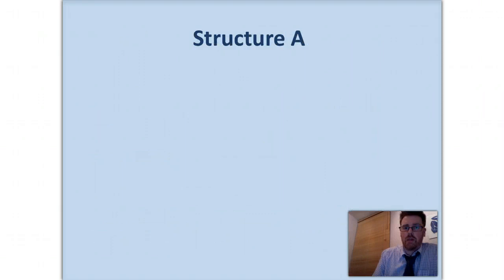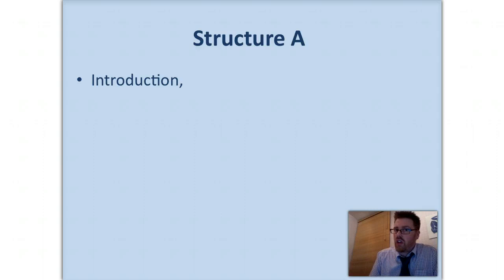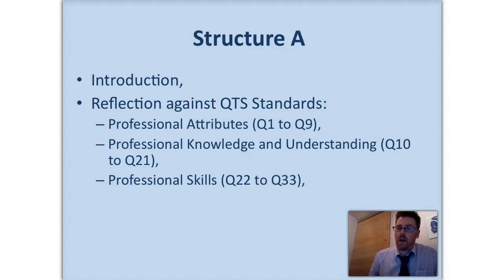Okay, there's two suggested structures, and it's really personal choice. What we've done in the past is you'll have, in both essays, an introduction that should include a description, without naming the school, without putting any personal information, of the context that you're in, and say a little bit about yourself and your experience. And within the main part of the reflection, in the past we've broken it down into the three areas within the QTS standards, and those are shown on the screen now. So that's one way you could break it up. You could choose one standard.